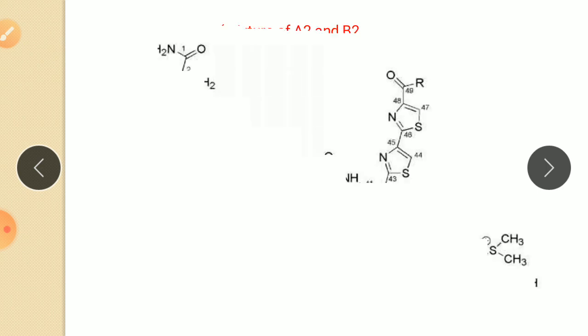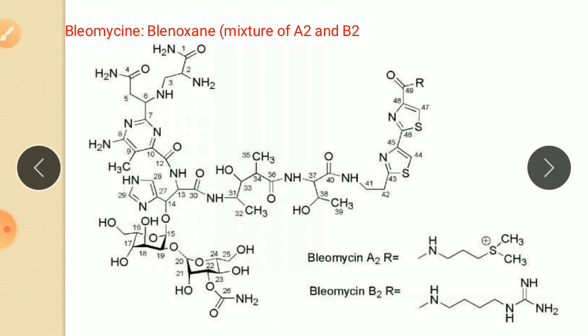Now the second antibiotic used as an anti-cancer agent is bleomycin. So it is an antibiotic. Bleomycin is a glycopeptide antibiotic complex isolated from Streptomyces verticillus, which is a microorganism name, initially by Umezawa. At least 3 different fractions of bleomycin have been isolated, with the clinically used product being Blenoxane. It is a mixture of bleomycin A2 and bleomycin B2.